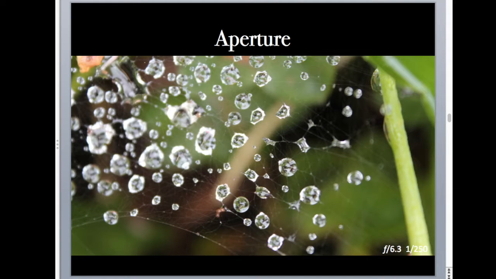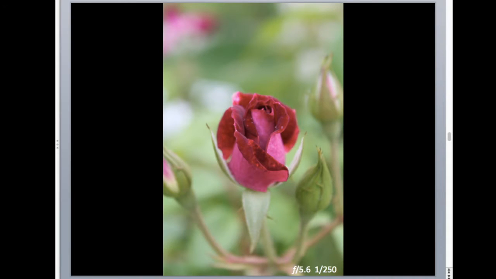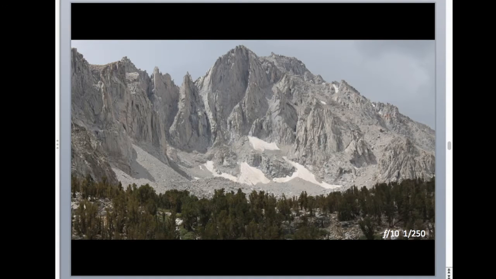Aperture widens or narrows the lens diaphragm to create different depths of field. Kind of like the pupil of an eye, the aperture adjusts to let in more or less light. To have the subject in focus and everything else blurry, the aperture widens, such as f/5.6, to create a shallow depth of field. To have the subject and the background in focus, the aperture narrows, such as f/10, and this creates a deep depth of field.